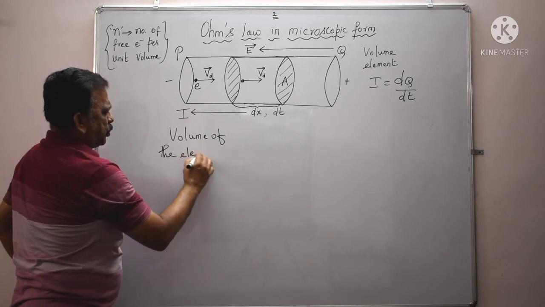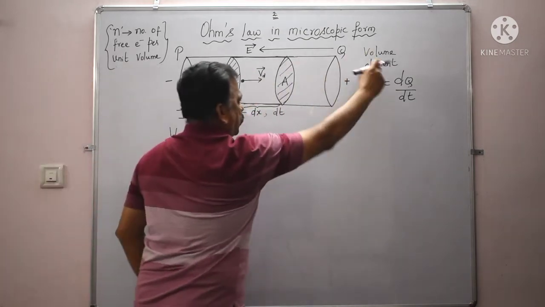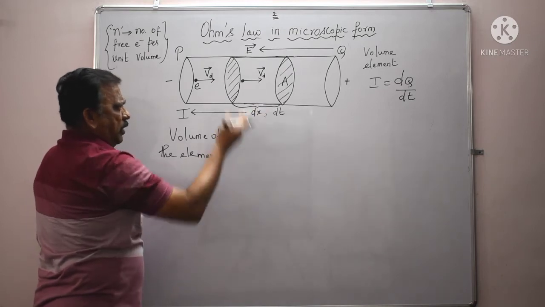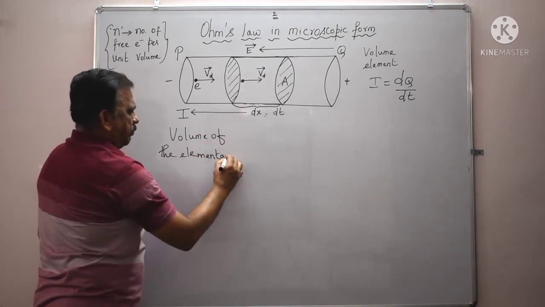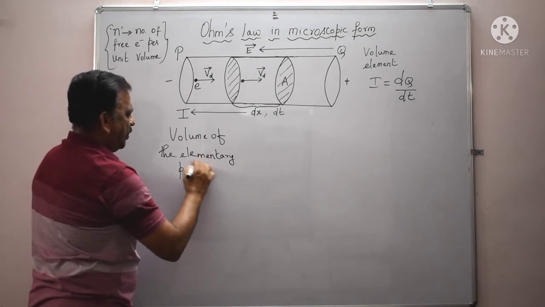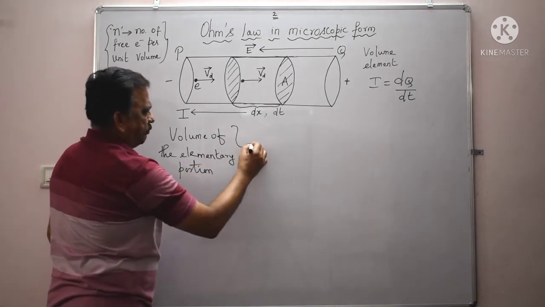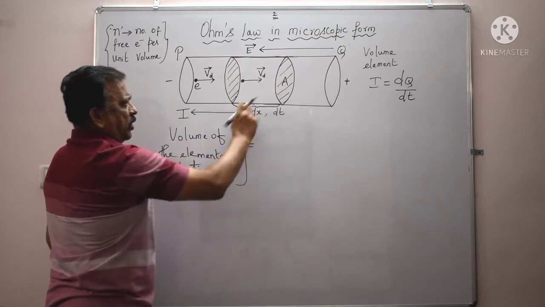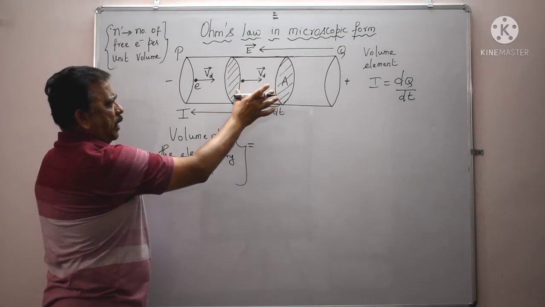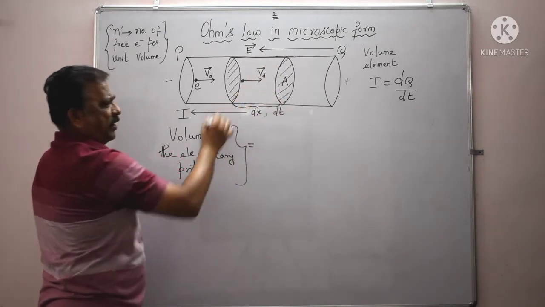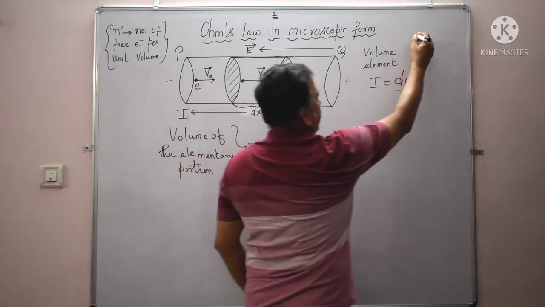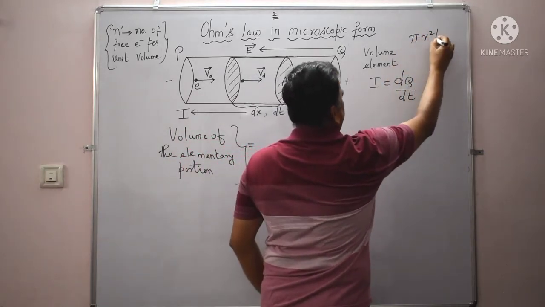Okay, right. Listen, so volume of the elementary portion. That's what I'm going to call this elementary portion, a volume element. So you can call it a volume element, or you can just call it the elementary portion. So volume of the elementary portion chosen in the conductor. We can see it's cylindrical; you know all conductors are cylindrical in shape. So the volume element or elementary portion that I have chosen is also cylindrical in shape. Now what is the formula to find the volume of a cylinder? It's pi r square into h.